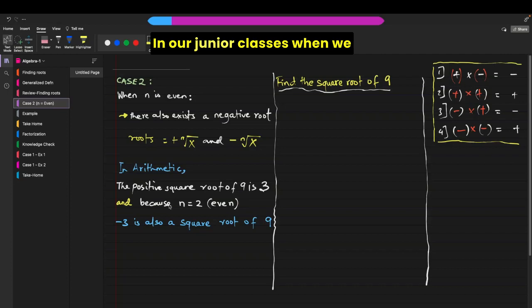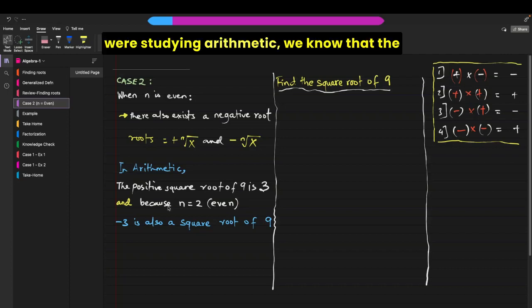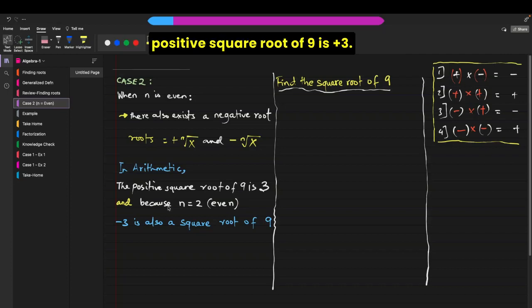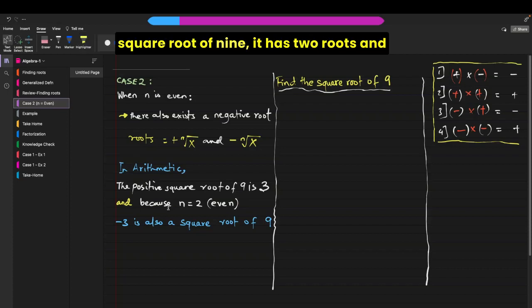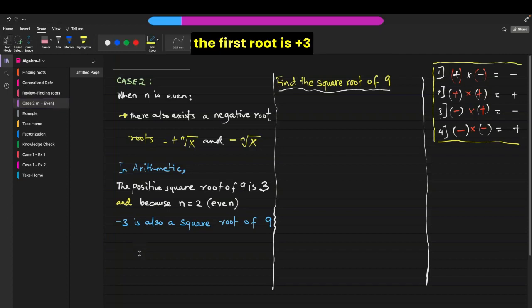And in our junior classes, when we were studying arithmetic, we know that the positive square root of 9 is 3. The other thing we need to know at this point in our learning is that if n is equal to 2, then there's a second root. More specifically, if you are looking for the square root of 9, it has 2 roots. And the first root is plus 3, and the other one is minus 3.